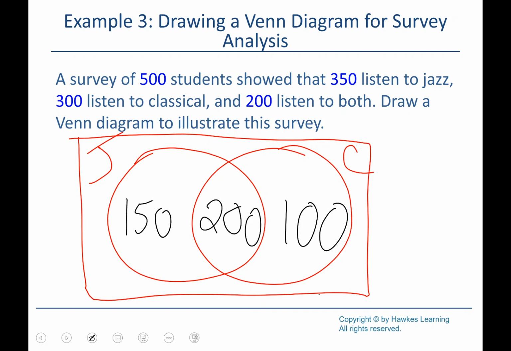And then we've got one more piece we can fill in on this. I didn't really leave myself enough room. But it tells us we had a total of 500 students in the survey. So if we check, 100 plus 200 is 300, plus 150 is 450. So we've got 50 people unaccounted for. Where are they going to go? They don't listen to jazz. They don't listen to classical. So they would go just out in the rectangle, out in the universal set.